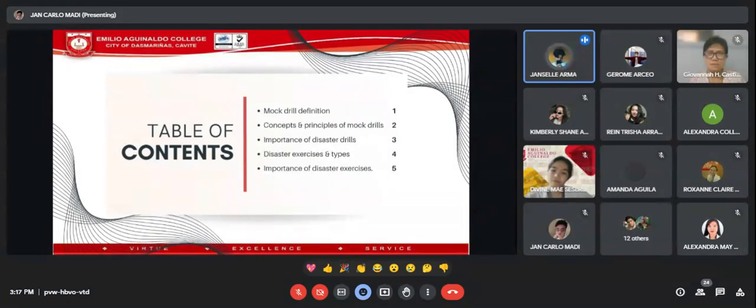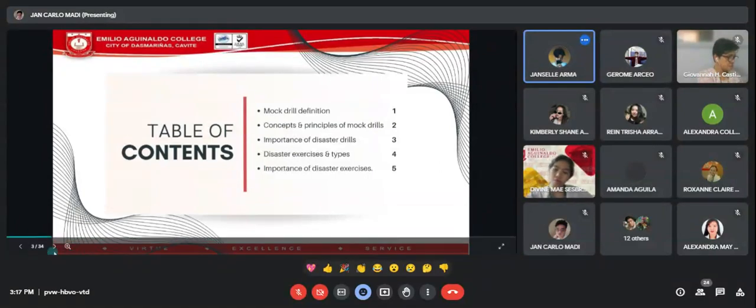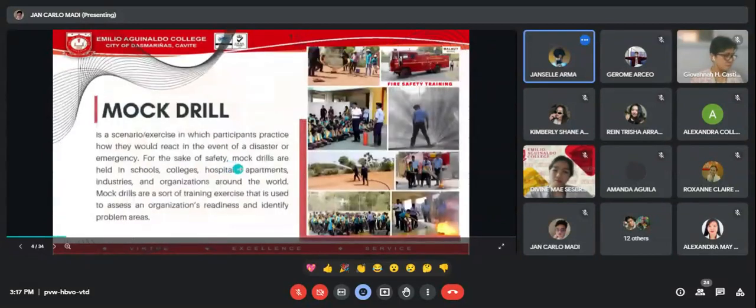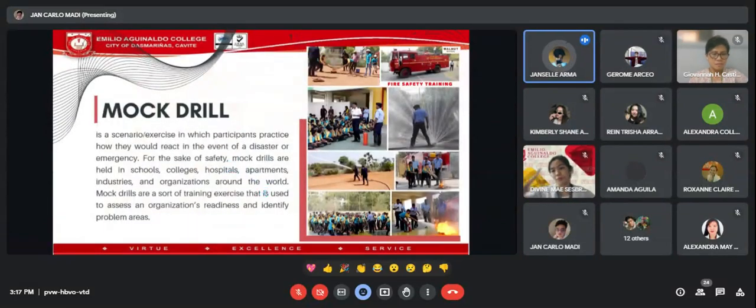Next slide po. Yung sa aming table of contents po, as you can see, it is divided into 5 categories. We have the mock drill definition, the concepts and principles of mock drills, importance of disaster drills, disaster exercises and types, and lastly, we have our importance of disaster exercises. Next slide po. We would start po with our definition.